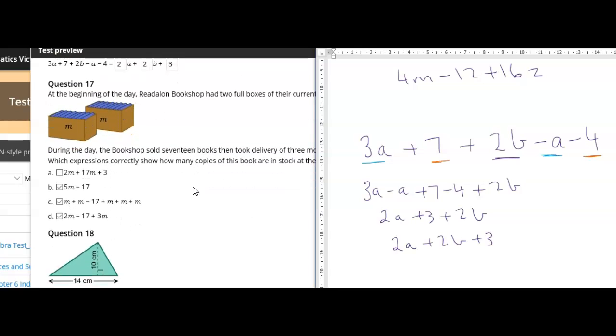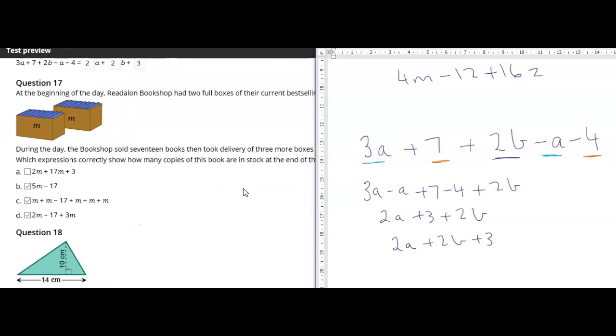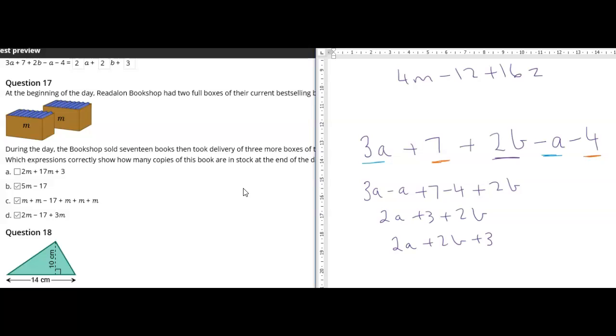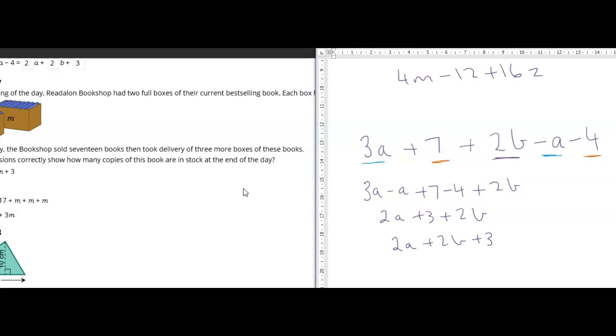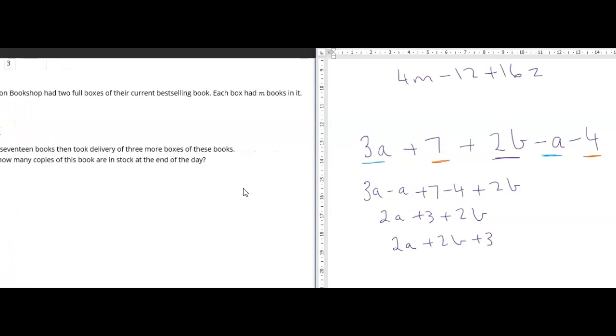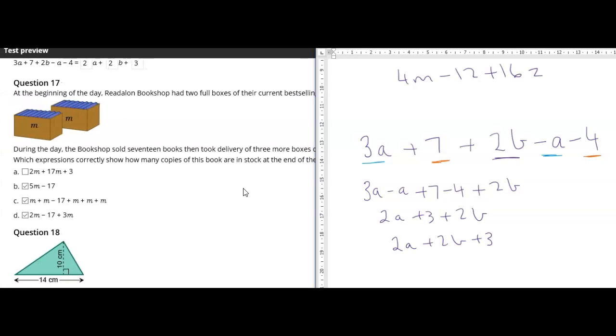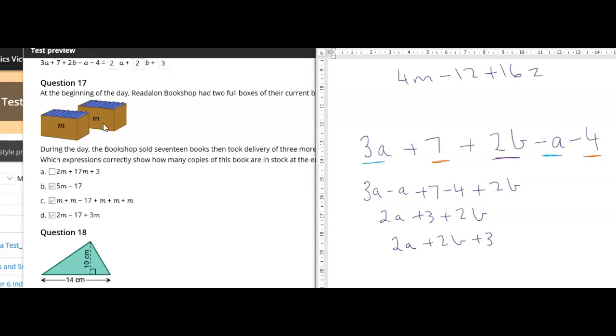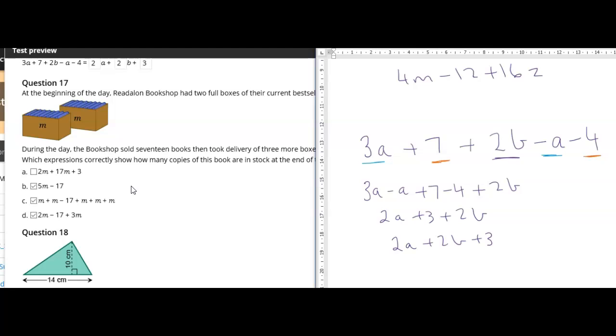All right, question 17. Let me just scroll over so we can read it. At the beginning of the day, Read Along Bookshop had 2 full boxes of their current best-selling book. Each had M books in it. Okay, so they had 2 full boxes and each box has M. During the day, the bookshop sold 17 books.